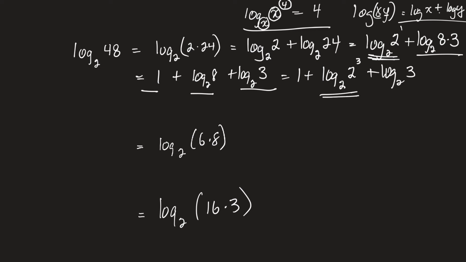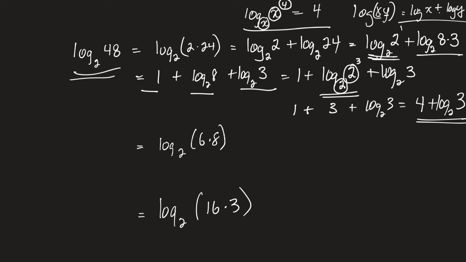Okay, what's the value of that? If this and this are the same, the answer is just 3, right? So this would be 1 plus 3 plus log base 2 of 3. Or 1 plus 3 would be 4 plus log base 2 of 3. So that would be how I would simplify that one.